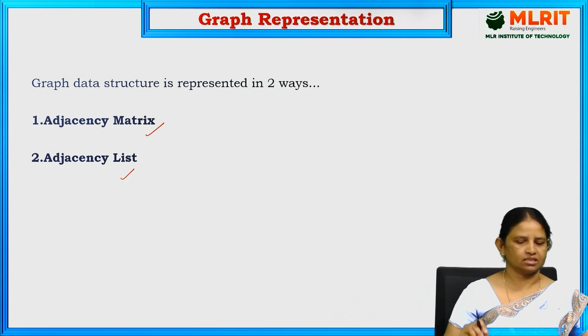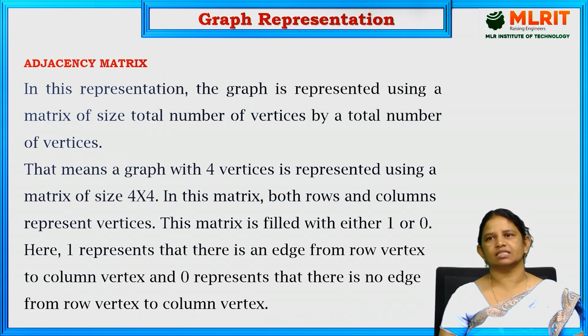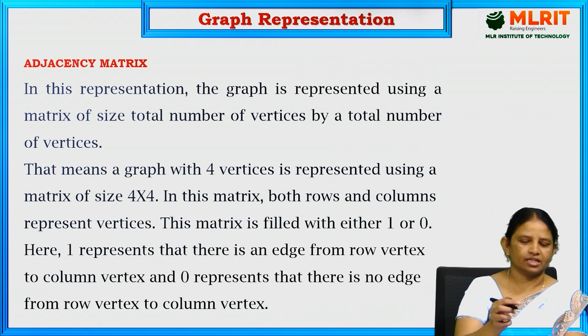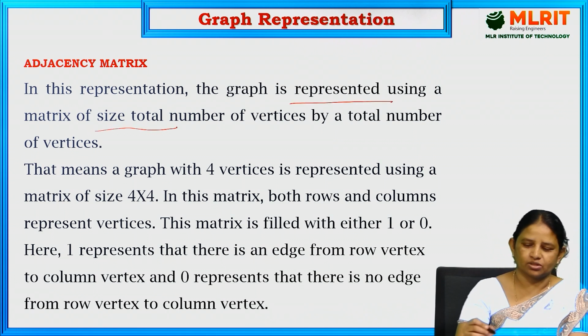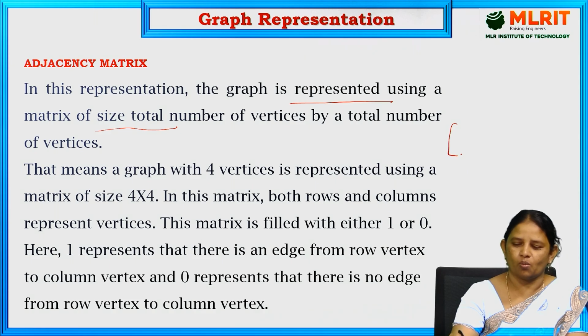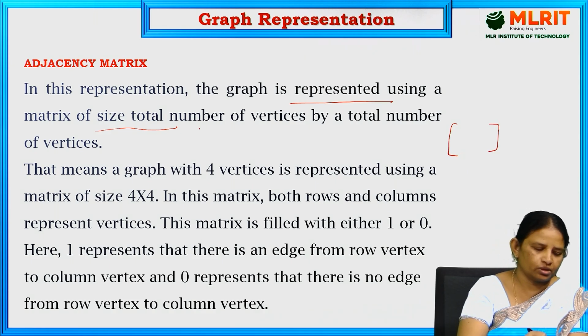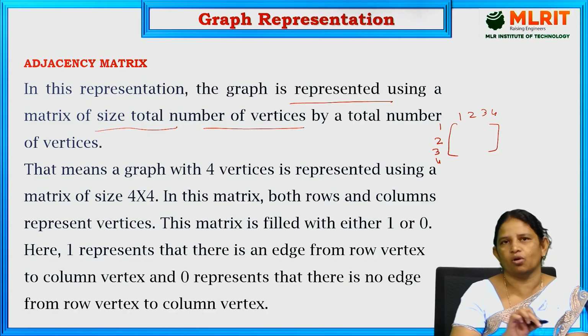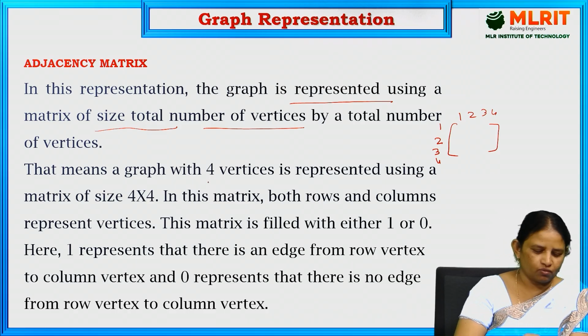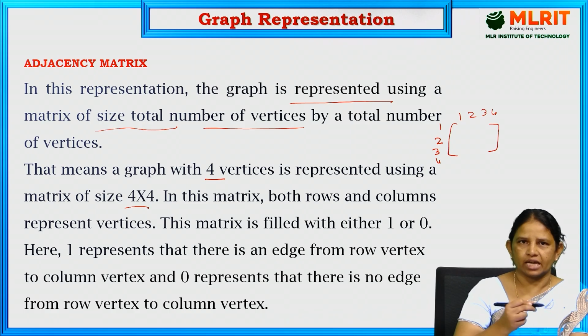Let us discuss the first one, adjacency matrix. In this representation, the graph is represented using a matrix. So what is the size of the matrix? It is the total number of vertices. Suppose there are 4 vertices, then we need to create a matrix with 4 rows and 4 columns, so the size is 4 by 4.